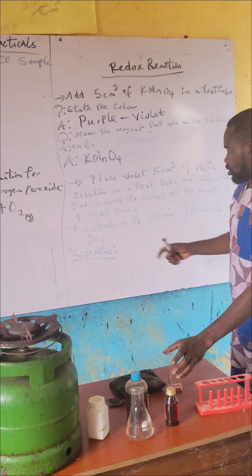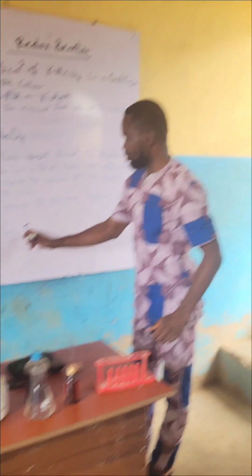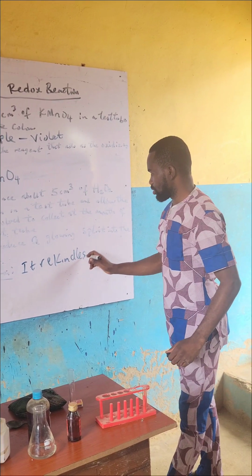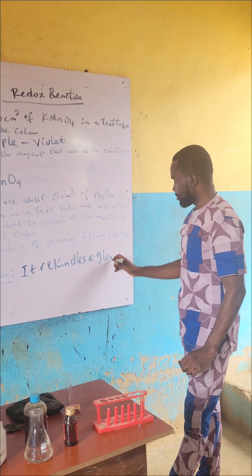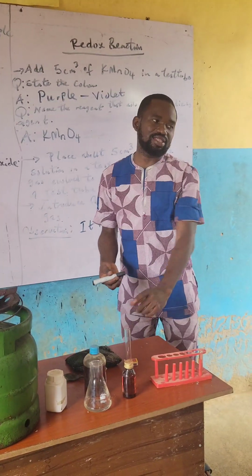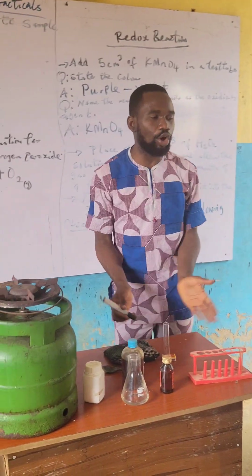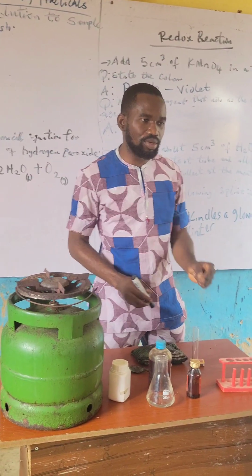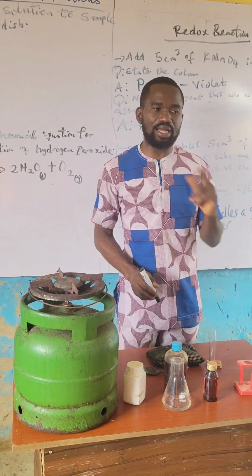So introduce it, what do you observe? It rekindles. So that's going to tell you that the gas, what is inside is H2O2. They might just give you an unknown. They won't tell you the name, they just give it to you. But you have to test what is inside. That's what we call qualitative analysis.